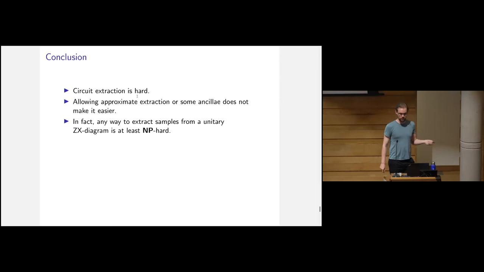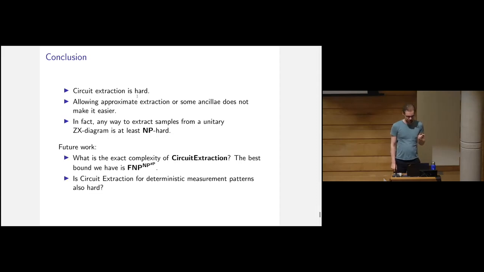So, conclusion: circuit extraction is hard. Allowing approximate extraction or some ancilla doesn't make it easier. And in fact, any way to get samples out of a unitary ZX diagram is at least NP-hard. Some future work would be: what's the exact complexity of circuit extraction?